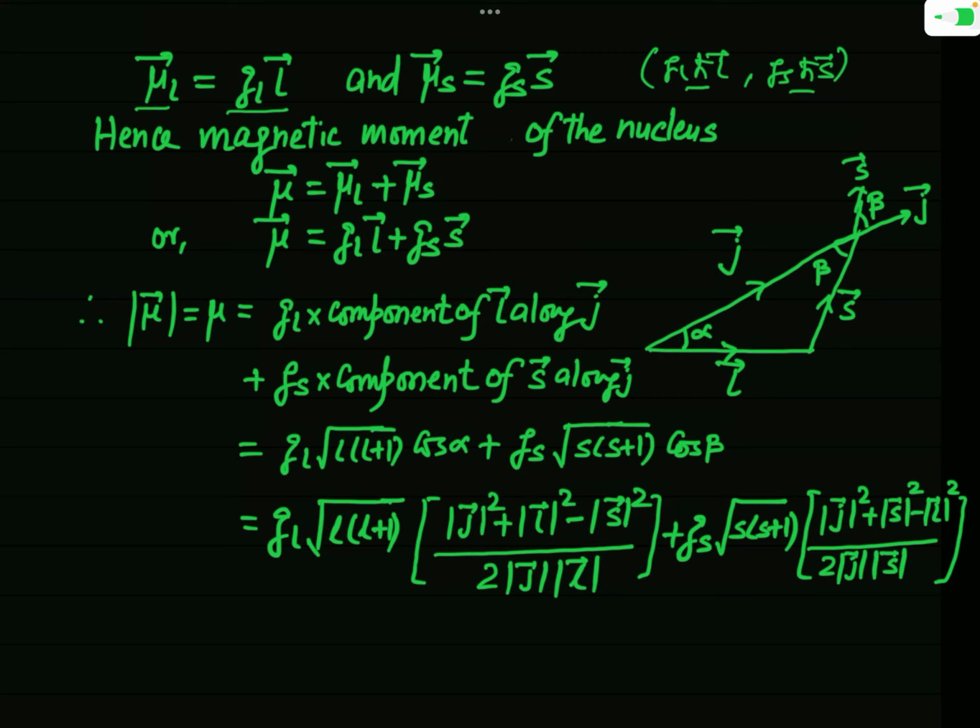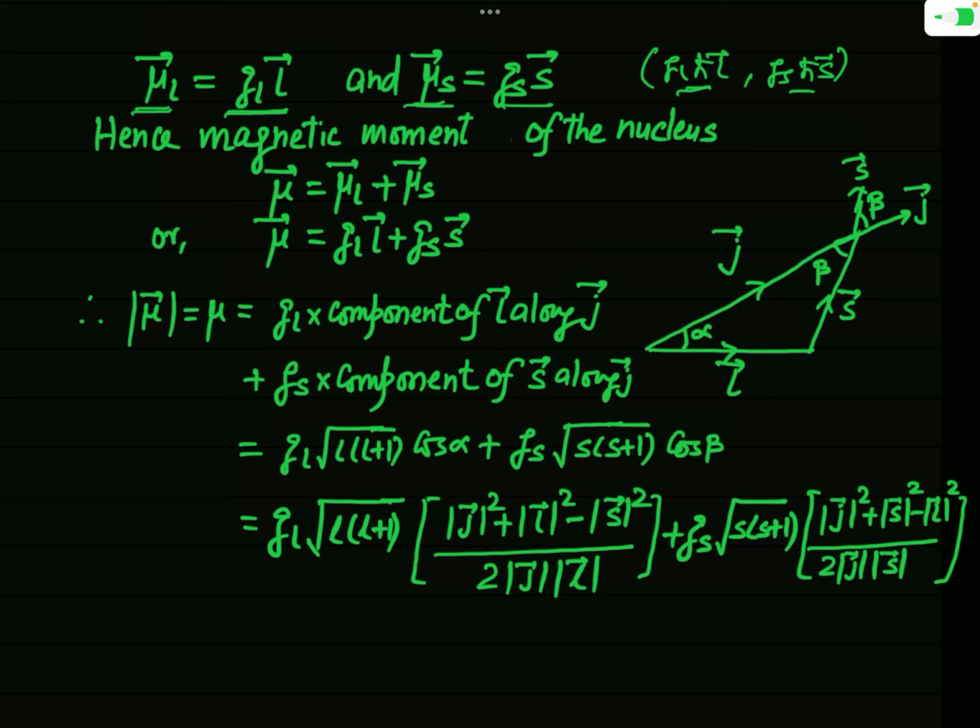Remember, this h bar is a constant factor, so we can take its value arbitrarily as 1, and we do not take this h bar into our calculation. So for simplicity, this h bar has been taken as unity, and the expression for mu L we write simply GL into L, and for mu S we write GS into S. Okay. Now you can see, due to the odd nucleon, our nucleus has an orbital magnetic moment mu L and a spin magnetic moment mu S.